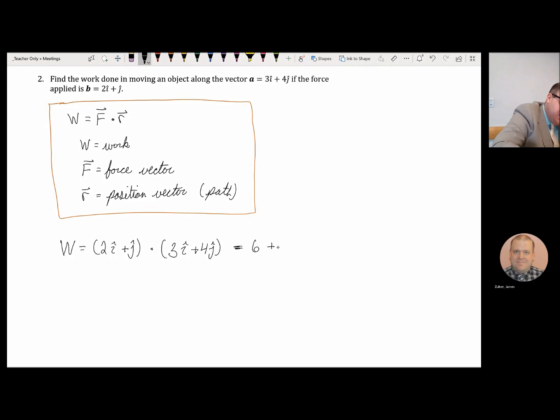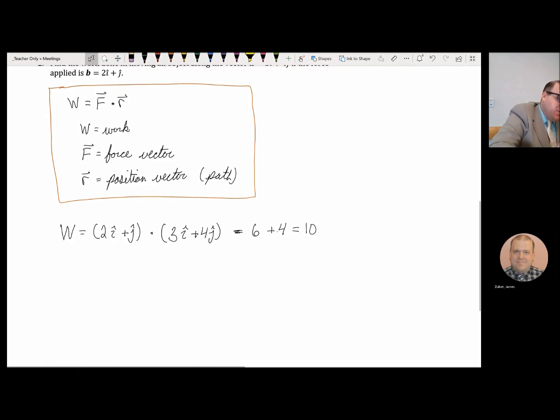Two times 3 plus 1 times 4. Work done is 10. They didn't give us units, so we don't know what the units are for this. What would the standard units be for work? It's the joule.